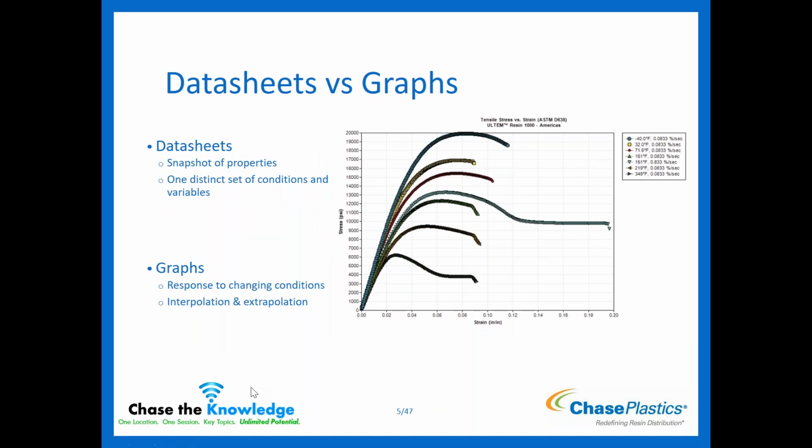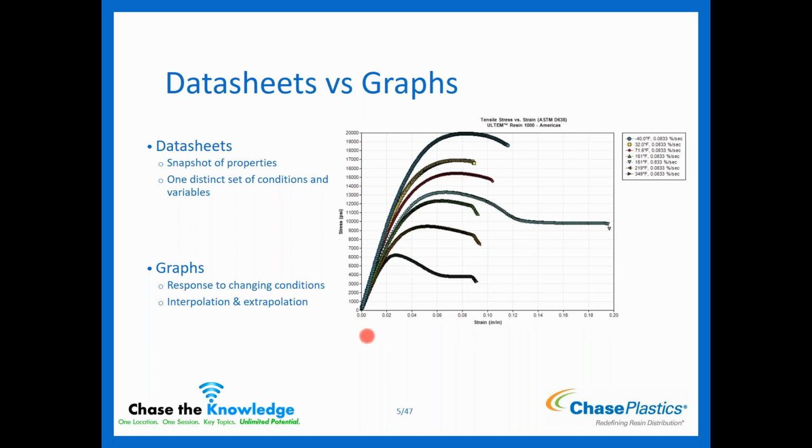Data sheets versus graphs. As we mentioned, data sheets are a snapshot of properties. There's only one set of conditions and variables it's being tested at. Now that's different from a graph because a graph is going to be a response to changing conditions. So you'll see over here on this graph, you have the stress and you have the strain information. So you can see across different strains, the different stress that you're seeing.